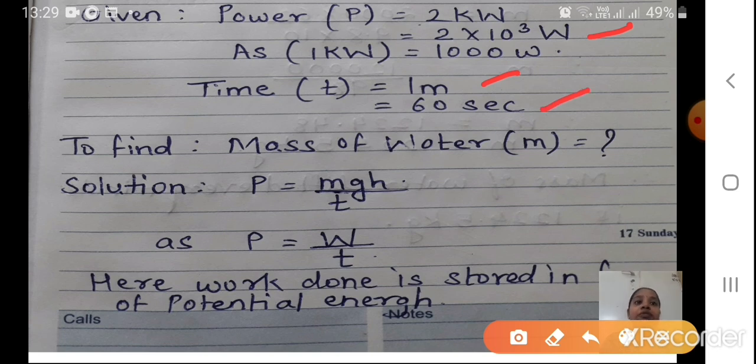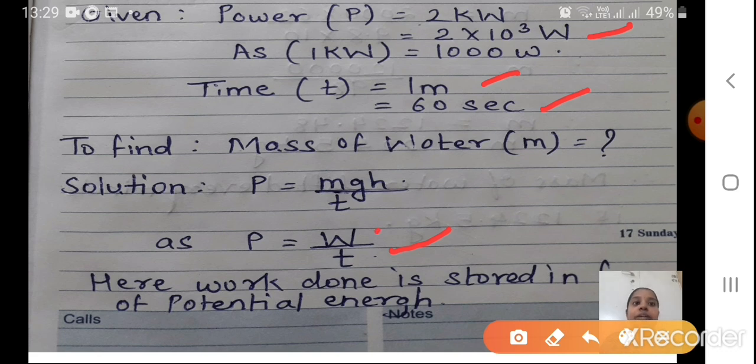Okay, and what I have to find? Mass of the water, that is m. Now you know power is equal to W upon t. This formula you have studied. Now here work done is stored in the form of potential energy, as water is stored in the pump. So it is possessing potential energy.